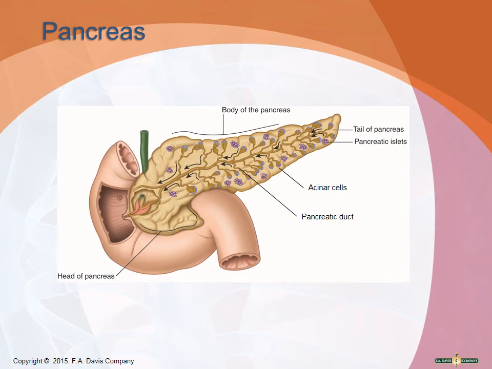Secretin is another hormone that is released from the duodenum when chyme enters it, and it causes bile and pancreatic juice to come from the gallbladder and pancreatic ducts.